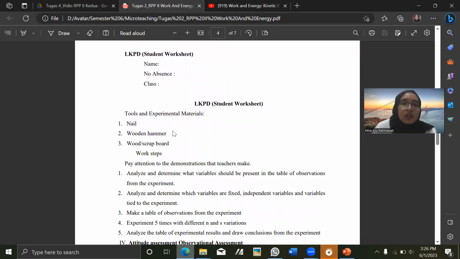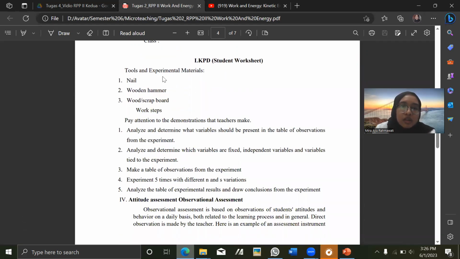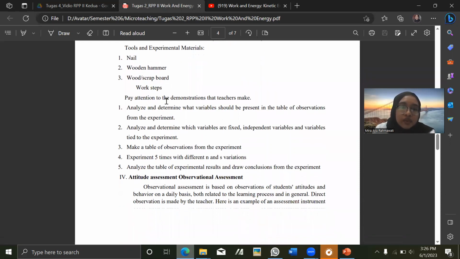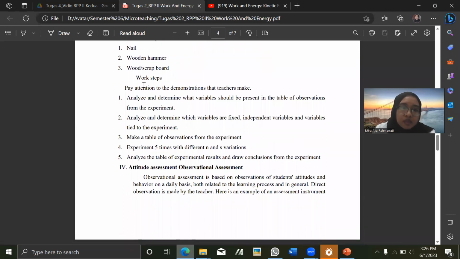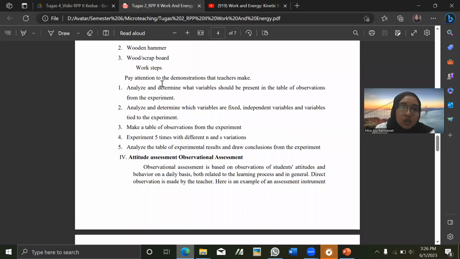Okay, next is the students' worksheet. You can write your name, your absence number, and your class. Okay, tools and experimental materials. Number one, nail, hammer, wood, or scrap board. Okay, this is the work step. Pay attention to the demonstration that the teacher makes.